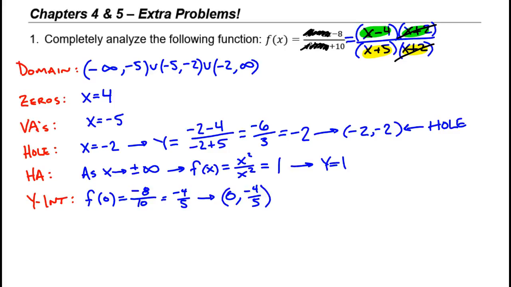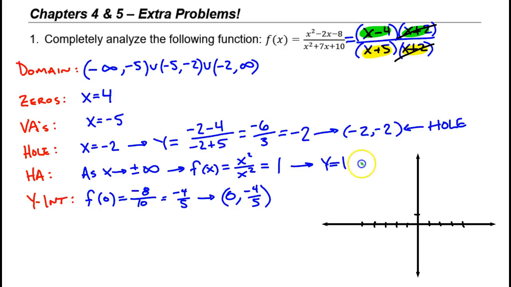Okay, so now we've completely analyzed the function, but what we can do with this analysis is go back and turn it into a graph. So what I'm going to do now is set up an x and y axis so we can graph this function and take a look at how these different features affect the graph. The first thing I'll do here is mark my vertical asymptote at x equals negative 5, and my horizontal asymptote at y equals 1.